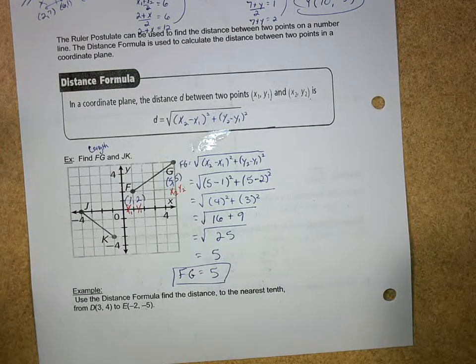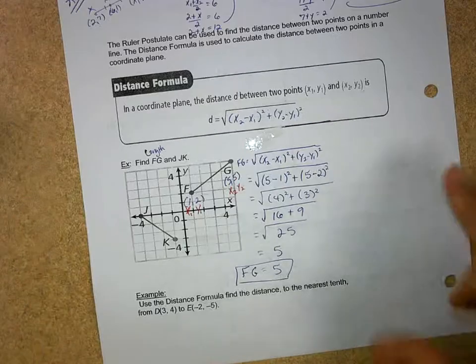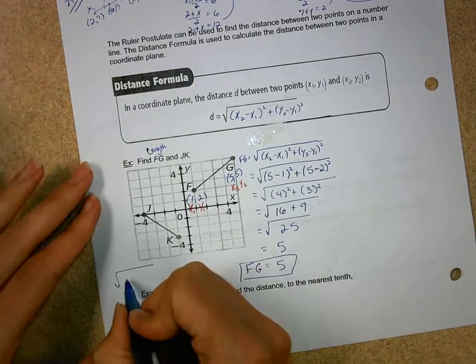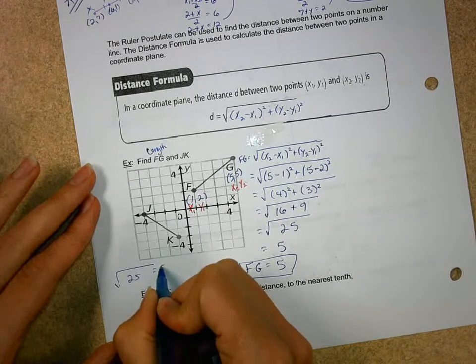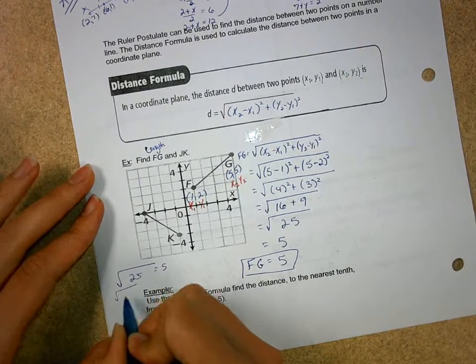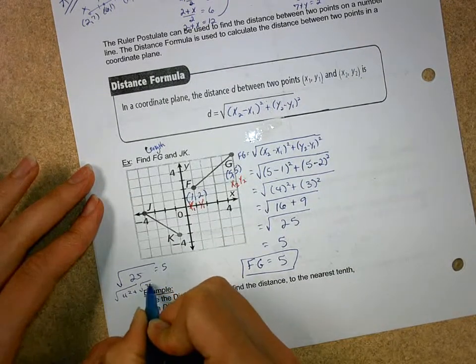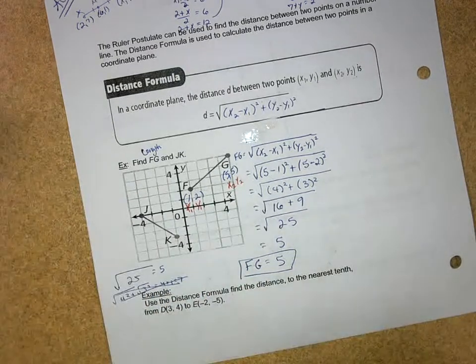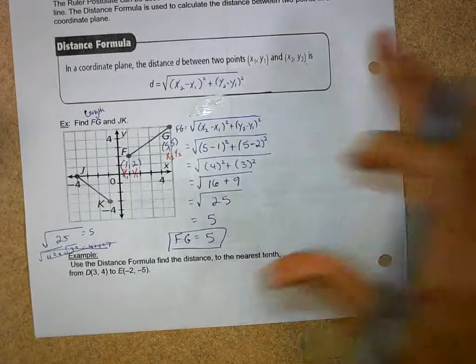Now that's not hard to do, unless you do something wrong. For instance, the value of the square root of 25 is 5. It is not the same thing as going the square root of 4 squared plus the square root of 3 squared. That ends up being 4 plus 3, which is 7. Notice, not the same value. Make sure you use the right operation.